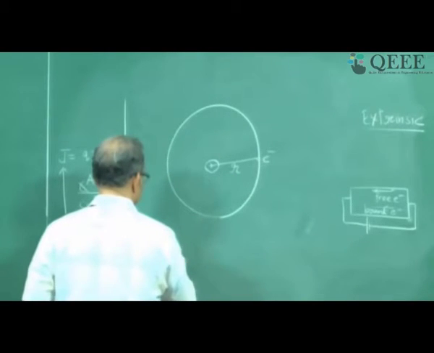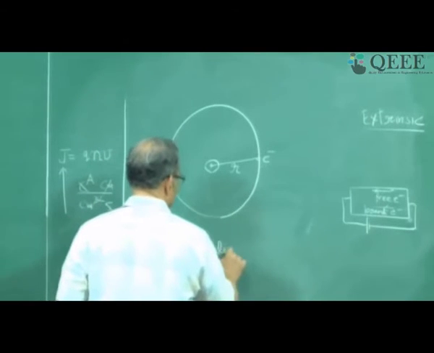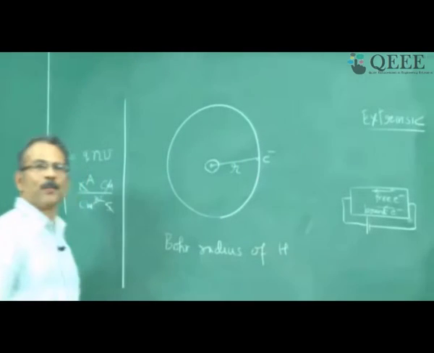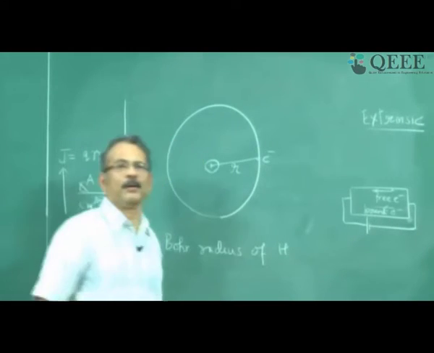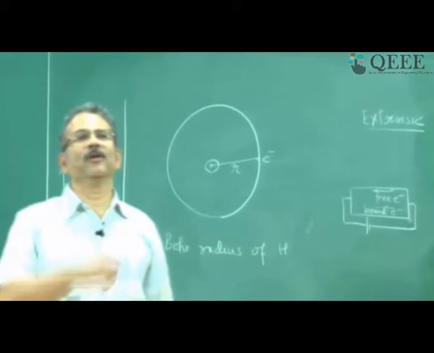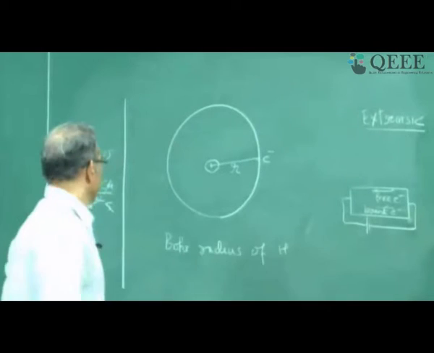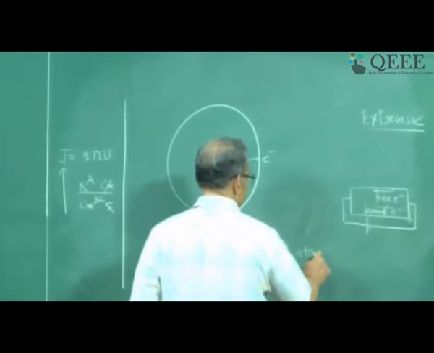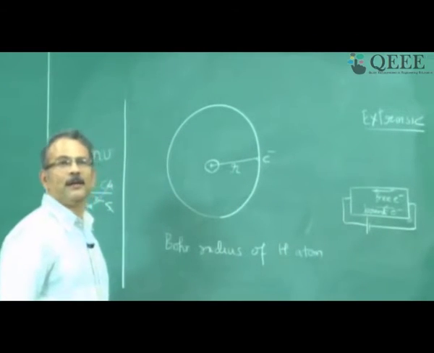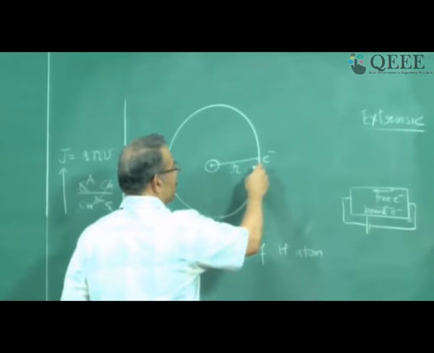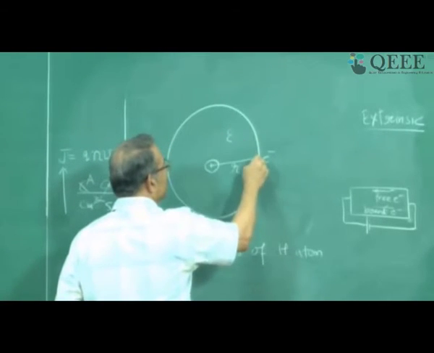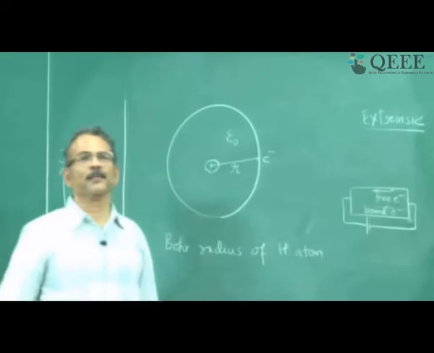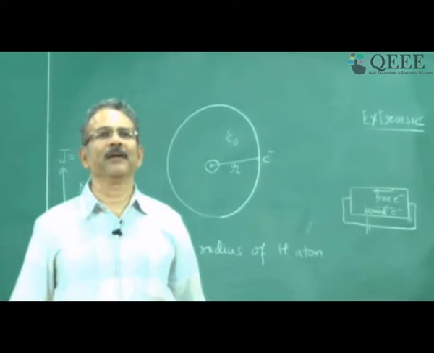R. Bohr radius of hydrogen. It will be in angstroms. Again, you are coming to atomic dimensions. When you try to calculate the Bohr radius of the hydrogen atom, of this electron, then you will use the dielectric constant of the medium between the electron and the nucleus, and that dielectric constant will be epsilon naught. That is the permittivity of free space.